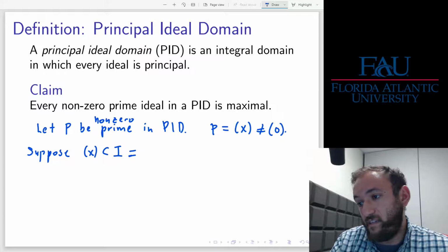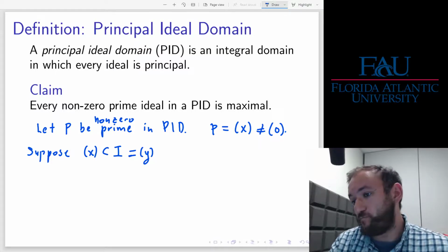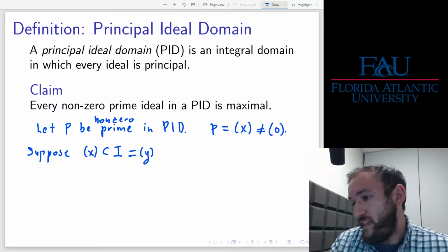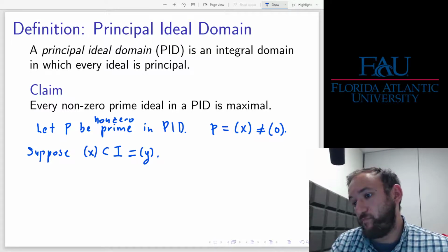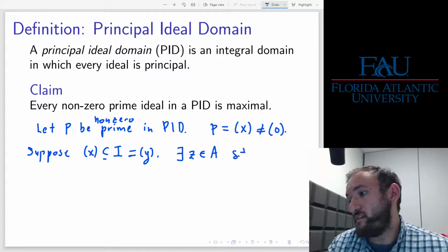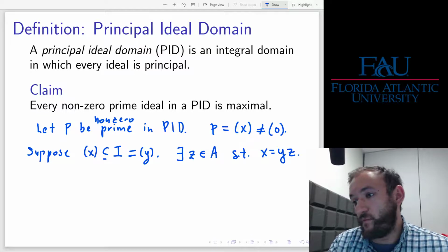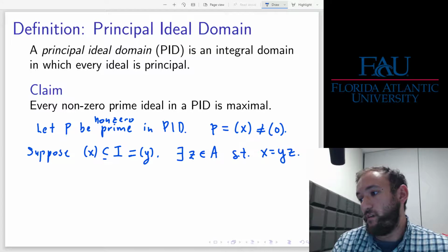And so, again, we're in a PID, so this can be written as being generated by Y. That means that since Y generates X, there's going to be some element Z in our ring, let's call it A, such that X is equal to YZ. Okay, so far so good.